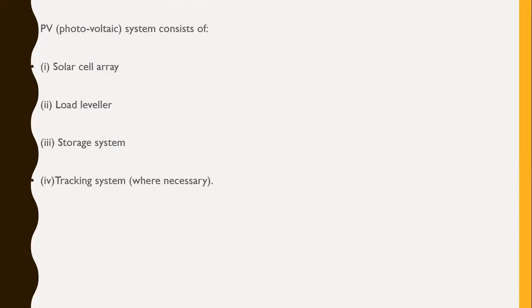A photovoltaic system, also called a PV system, consists of, first, a solar cell array, second, a load leveler, third, a storage system, and fourth, a tracking system. The fourth one, the tracking system, is used only whenever necessary, so it is optional.